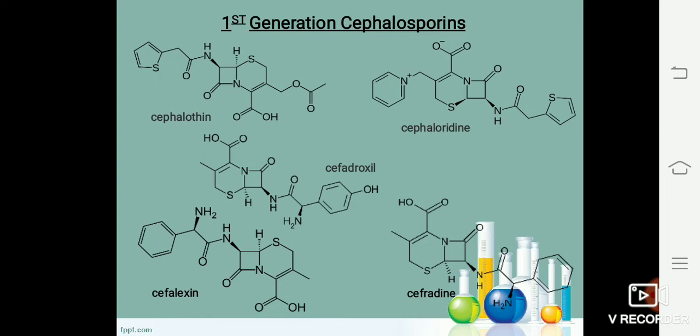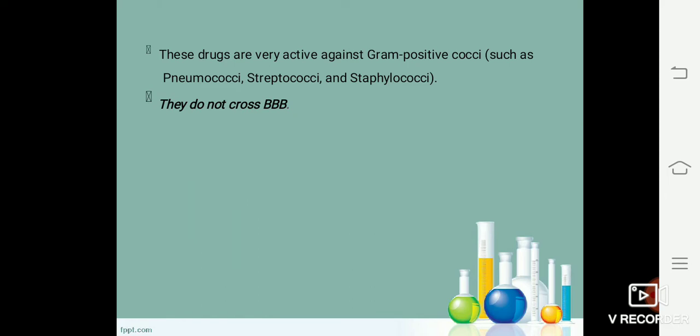These are the structures of the first generation cephalosporin, in which the beta lactam ring is fused with the 6-membered ring, and the side chains are changed in the derivatives of the cephalosporin. Examples of the first generation cephalosporins are cephalothin, cephaloridine, cephalexin, cefradine. These are the structures of the first generation cephalosporin.